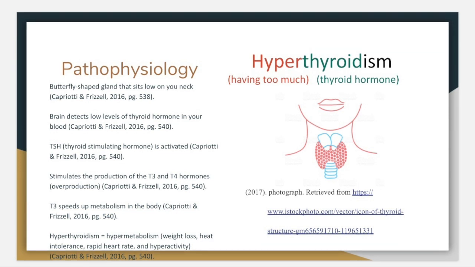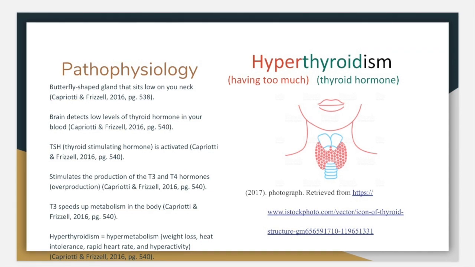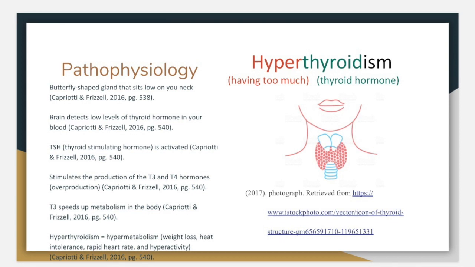T3 mainly functions to speed up metabolism in the body. Hyperthyroidism essentially equals hypermetabolism, too much metabolism. As women, you will start to notice changes in yourself, such as weight loss, heat intolerance, rapid heart rate, and hyperactivity, where your body is constantly moving. These signs will be discussed more later on, but you can at least see how the overproduction of thyroid hormone is what is causing them to happen in the first place.